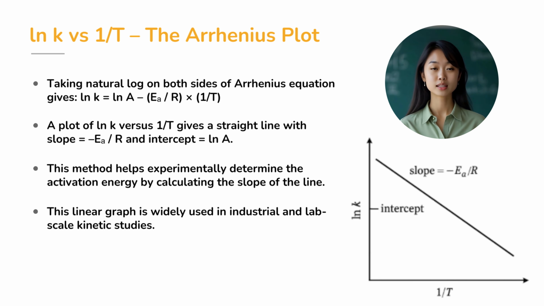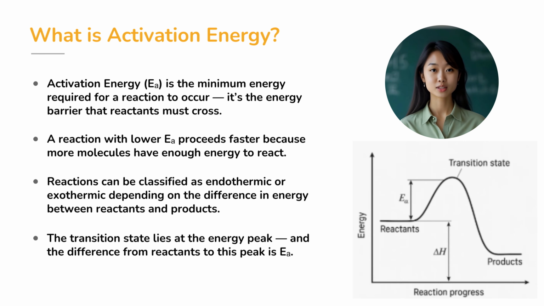The slope of this line is minus Ea by R. So by calculating the slope, you can figure out the activation energy. This linear graph is immensely helpful in both research and industry to decode kinetic behavior without diving directly into molecular collisions. But what exactly is this activation energy we keep mentioning?